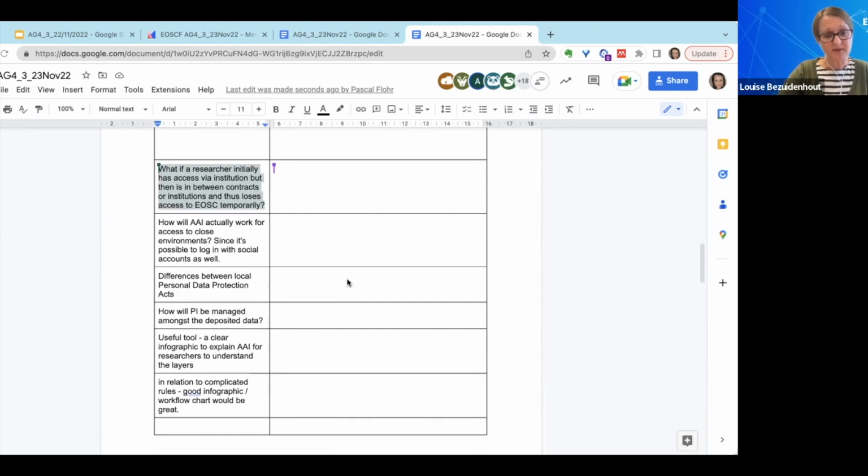So the next question is, what if a researcher initially has access via an institution, but then is between contracts or institutions and thus loses access to EOSC temporarily? Venkat, I'm going to defer to your expertise on this one because it's to do with the AAI.